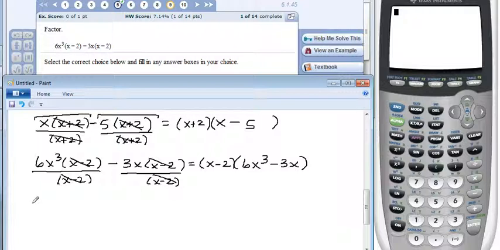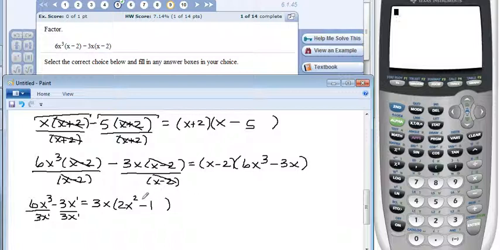So I'm going to go off to the side here and do this piece of it. Okay, between a 6 and a 3, they have a 3 in common. And between an x cubed and an x to the first, they have an x in common. I'm going to divide through by 3x and divide through by 3x. 6 divided by 3 gives 2. X cubed divided by x is x squared. Minus 3 divided by 3 gives a minus 1. And the x's are canceling. Okay? So this is the factored form of this.